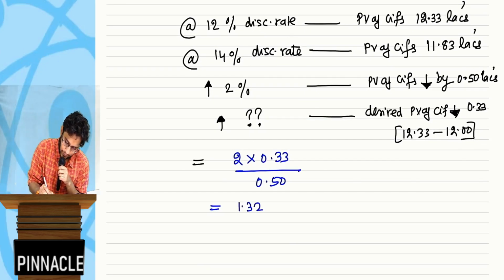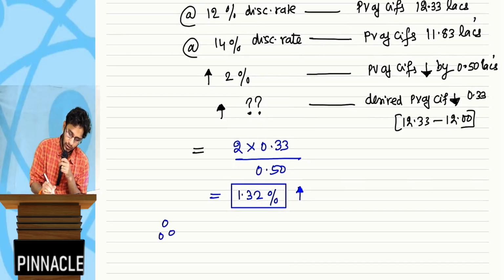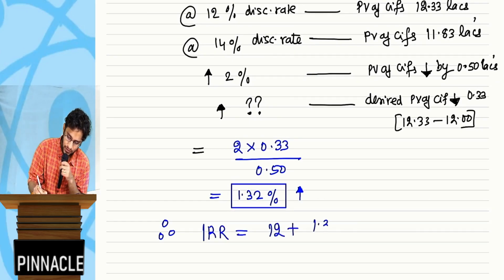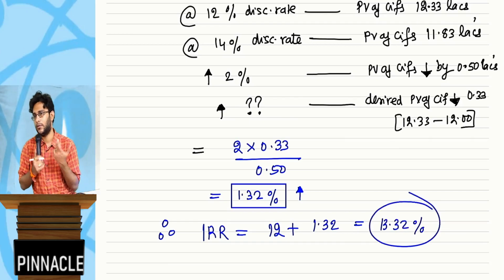$1.32. Hours are 1.32, our final answer? No, 1.32 is the increase you want from 12%. Therefore, your IRR is equal to 12 plus 1.32, which is 13.32%. Like that you have to solve.